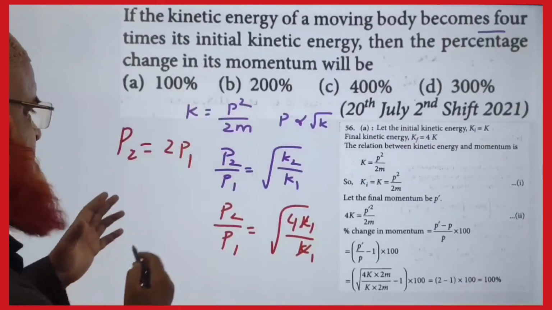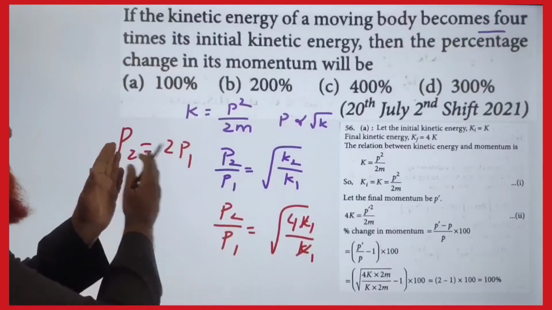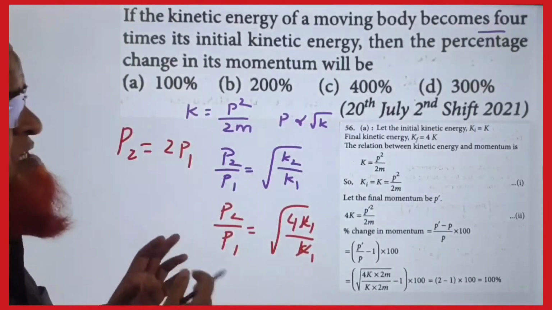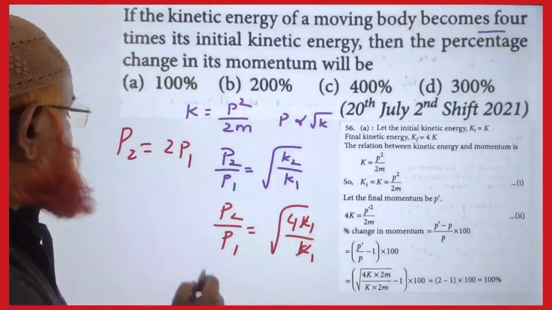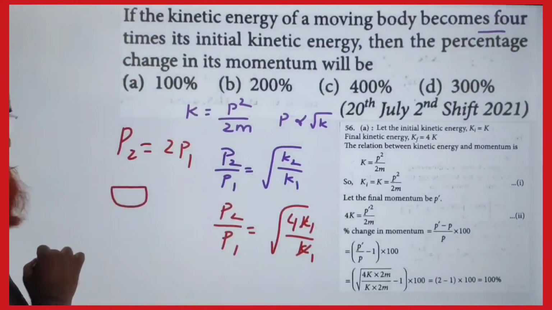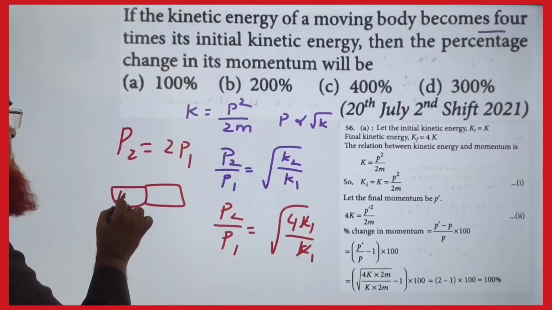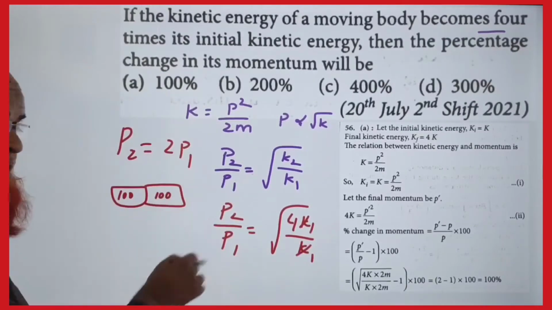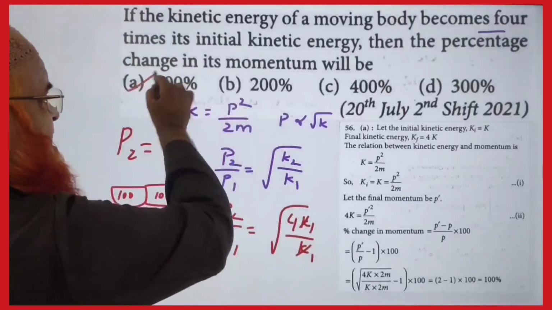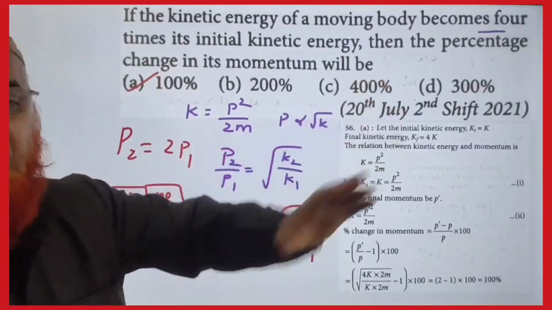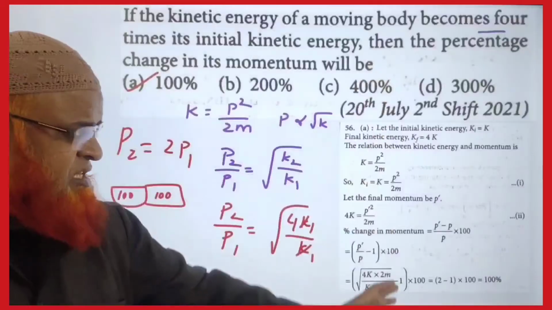That's it. So what is the meaning of this? Here, momentum becomes double. What is the meaning of momentum becoming double? See, already this much momentum was there. Now momentum has doubled. That means this is already 100%, and how much extra? 100% extra. So the answer is 100% extra. That's going to be a simple solution instead of following the lengthy method.